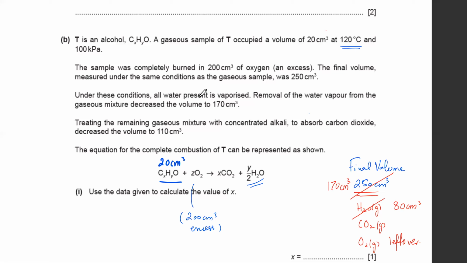Then he says, treating the remaining gaseous mixture with concentrated alkali to absorb the carbon dioxide. So he's trying to remove the carbon dioxide now, and the volume decreases to 110 cm cube. So what does that mean? How much carbon dioxide did we have? 60.